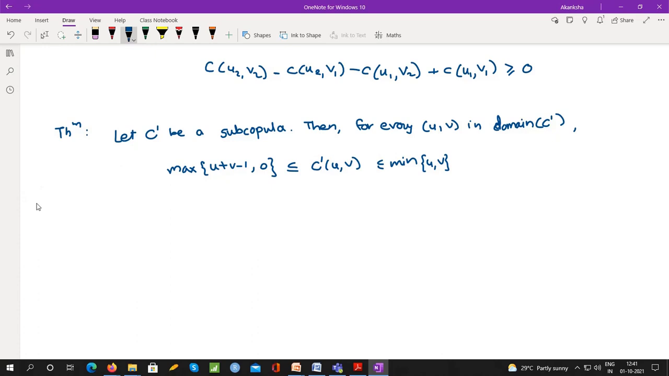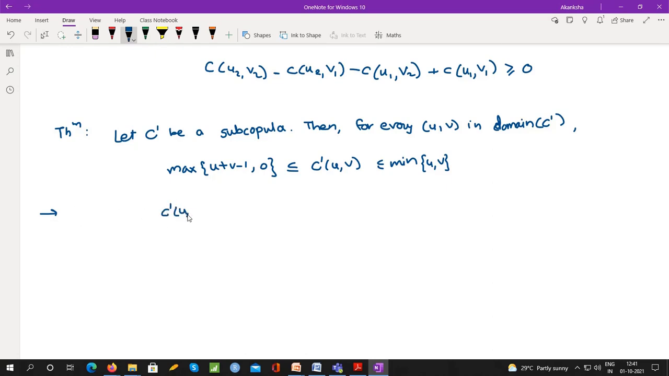Okay, so we have two functions. One is maximum of u plus v minus 1 comma 0 and the other is minimum of u, v, and we are saying that these provide bounds for a subcopula. So first let us try to prove this, and then I'm going to give you some homework also. So let us try to prove this first. So what all do you know about a subcopula?